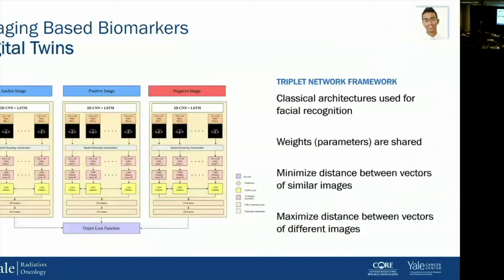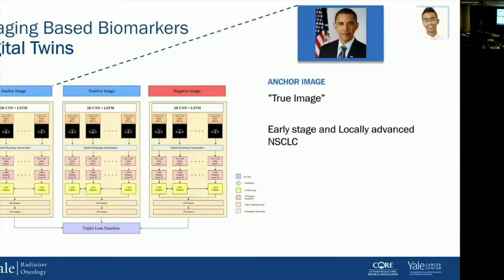We take three of our deep learning models, and the parameters are shared between the three, but we actually have to minimize the distance between the similar images. So the vectors that are created from the similar ones need to be close together, and the ones that are very different have to be very far apart. And so there's an anchor image, which is basically an image that's true. This is what you want to look at.